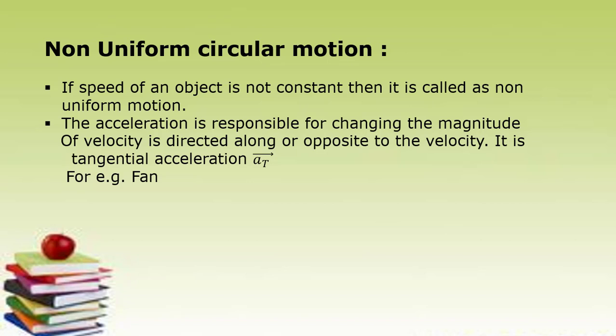The acceleration responsible for changing the magnitude of velocity is directed along or opposite to the velocity. It is the tangential acceleration, that is vector a T. For example, a fan. Fan speed is not constant. First its speed is low, then its speed increases after some time. When you switch it off, the speed decreases.